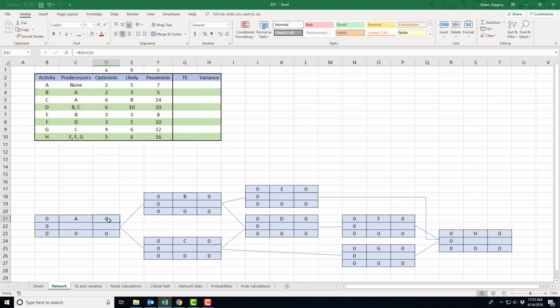I have the early finish time, which is just the early start time plus the duration. I can calculate the late start time, which is the difference between the late finish time and the duration. And I can calculate the slack time, which is the time difference between the late finish and the early finish.